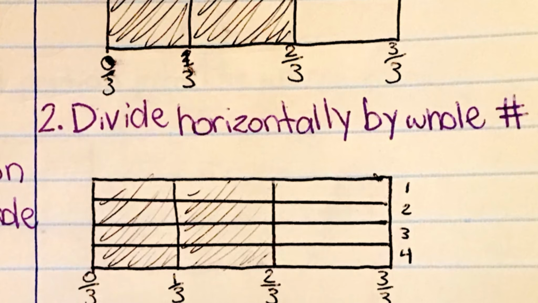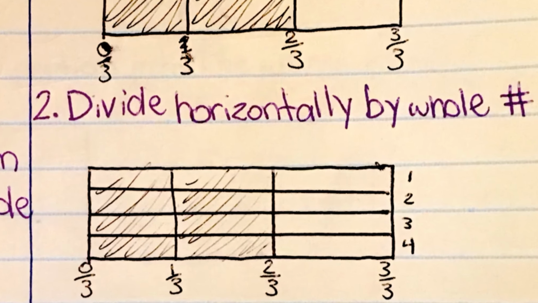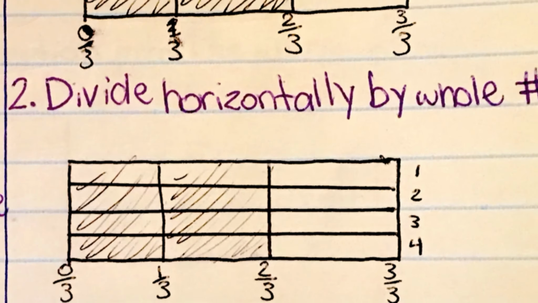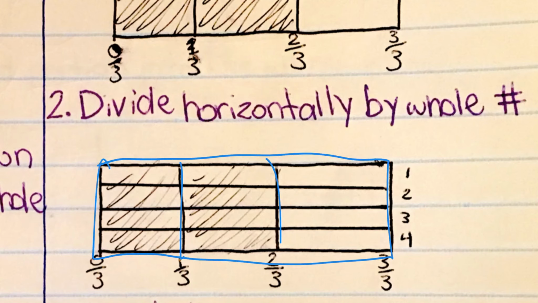Step 2, however, is where it becomes different. What we're going to do now is take that 2/3 that we created before, and divide it horizontally by whatever the whole number is. So if that's kind of hard to follow, let me rehash it for you. What we did is we redrew our 2/3, so that's why we did this box. And so here's our 2/3.